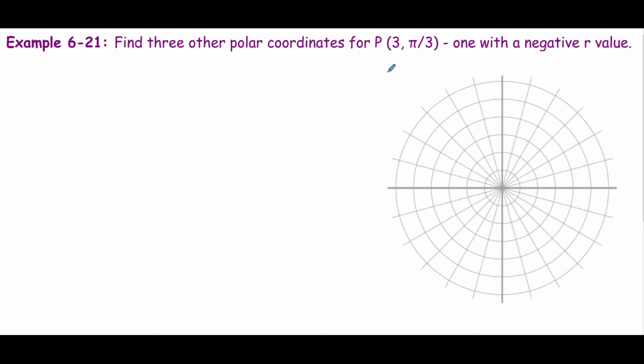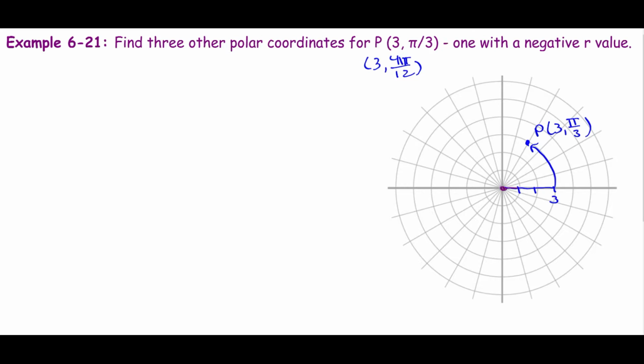Okay, so here we want to find 3 other polar coordinates for the point (3, pi over 3). So first of all, let's visualize where this is. This would be 3, and if I rewrite this, this would be 3, 4 pi over 12. So then I can rotate from here 4 sections, which would put me here. So I came out to 3, and then I rotated in the positive direction, and we have (3, pi over 3).